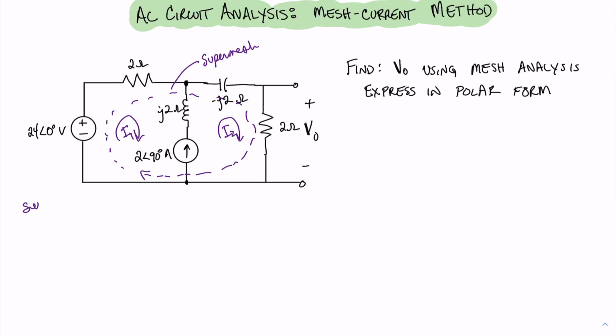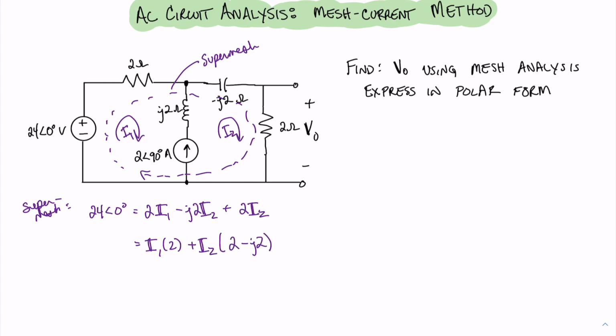So for our super mesh, that equation will turn out to be 24 angle 0 is equal to 2 times I1 minus J2 times I2 plus 2 times I2. Now let's isolate the terms that are specific to I1 and the terms that are specific to I2. In doing that, we get that this equals 2I1 plus I2 times (2 minus J2). We can't really do anything else to simplify this now.